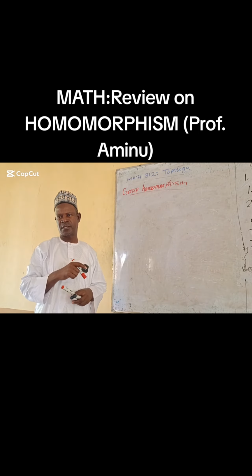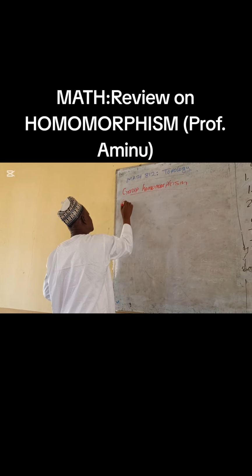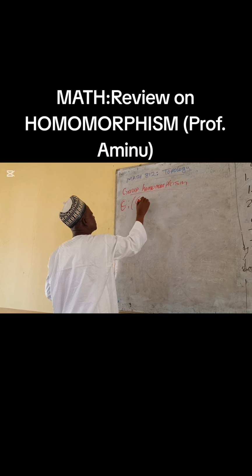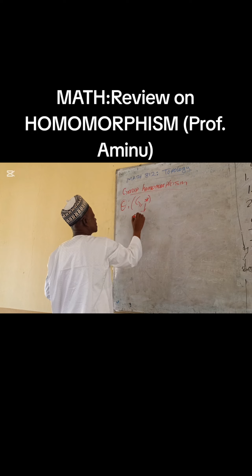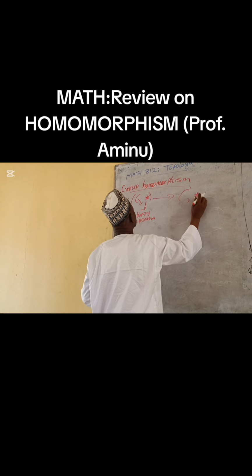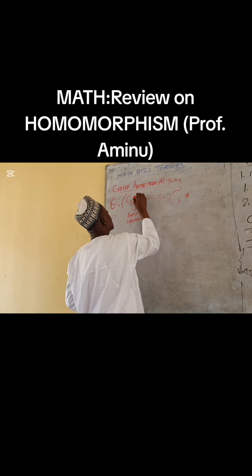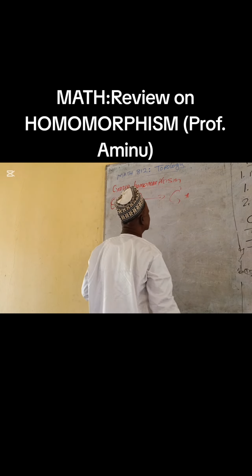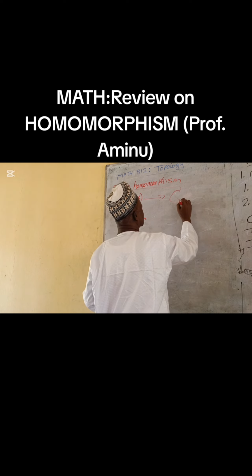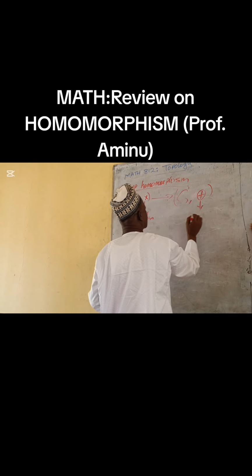It preserves structures in groups. Okay, we have two groups, so we have a theta. A group may be G with binary operation. This is your binary operation. Two, maybe G dash. Let me say this is times. This is something like this. Okay, this is the binary operation.